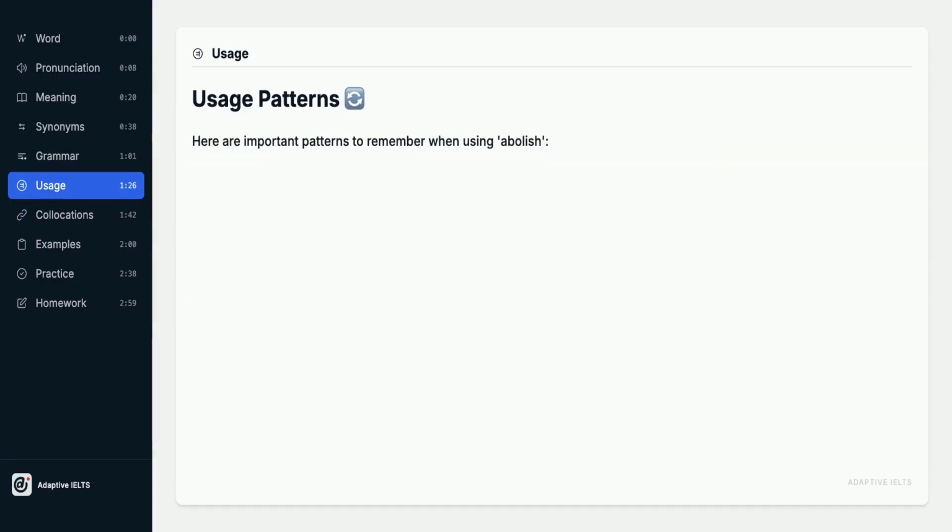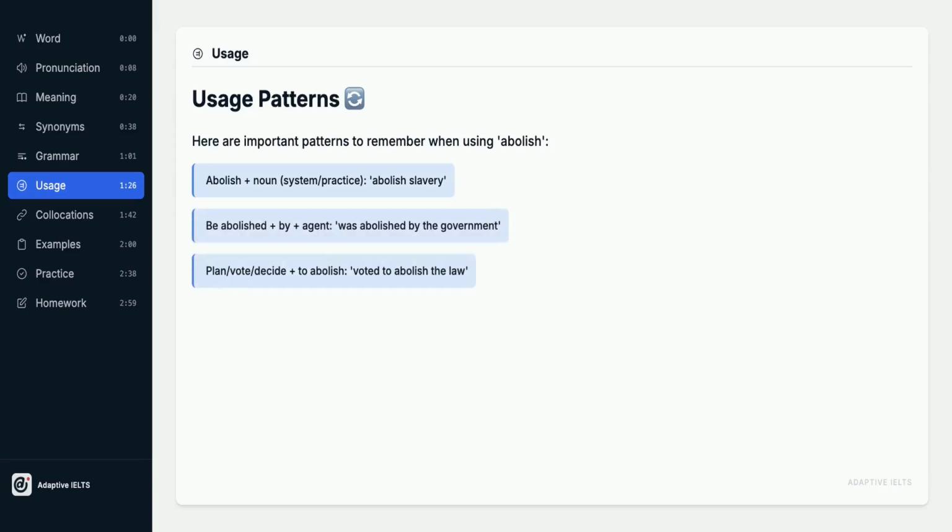Here's something important about grammar patterns. Listen carefully to these structures. We use abolish directly with a noun. Abolish slavery. In passive form, was abolished by the government. With other verbs, voted to abolish the law.